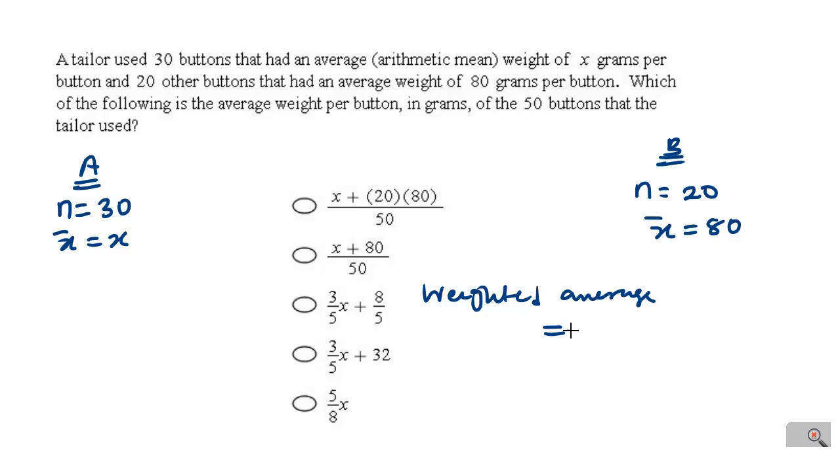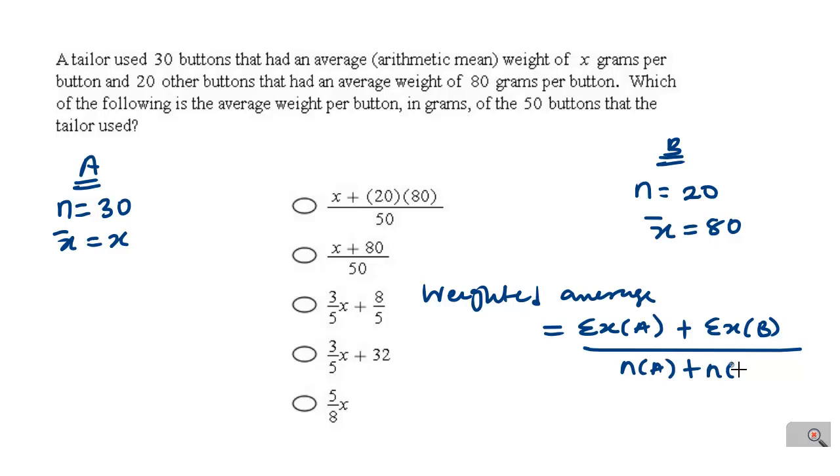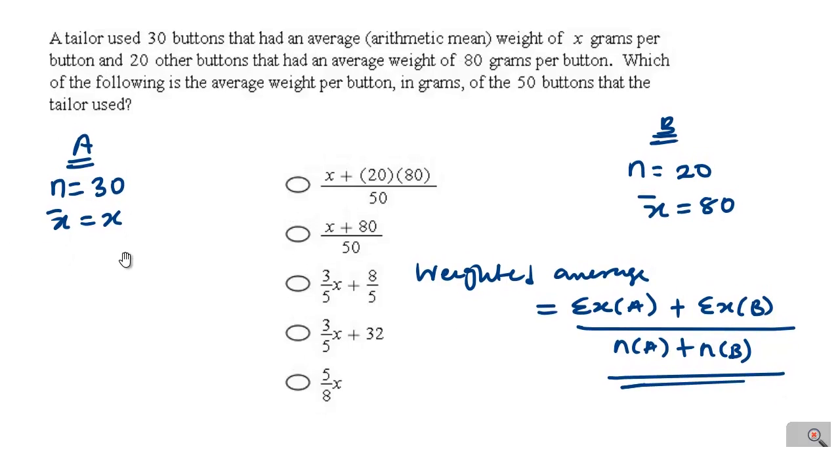is equal to summation x of A plus summation x of B, over N of A plus N of B. So that's the formula for weighted average. And let me continue.